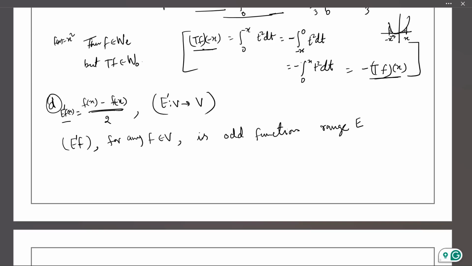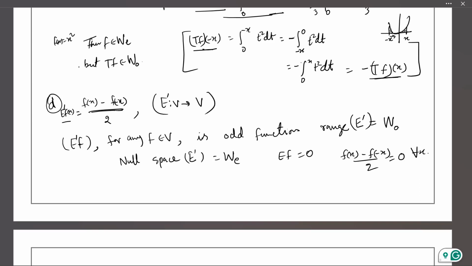The range of E prime is nothing but WO. What is the null space of E prime? The null space of E prime is nothing but WE, because whenever Ef is equal to 0, I'm talking about f, will f be even? Let's see. If Ef is the 0 function, then f of x minus f of minus x by 2 is equal to 0 for every x.